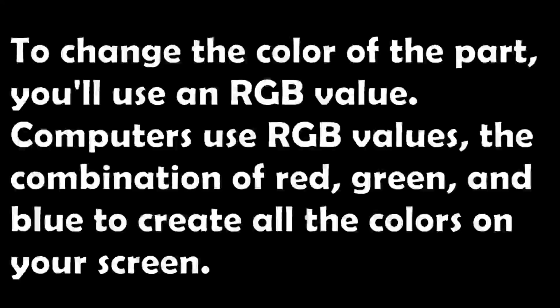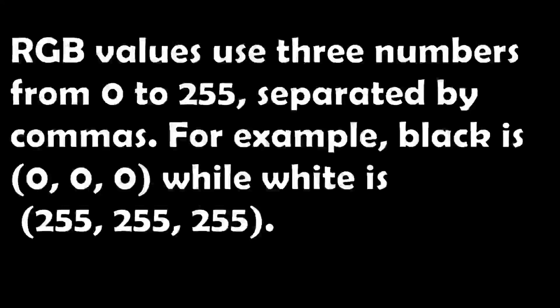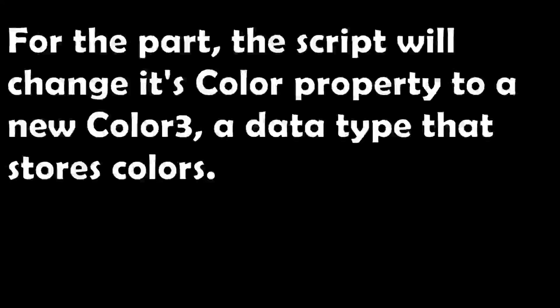To change the color of the part, you'll use an RGB value. Computers use RGB values, the combination of red, green, and blue, to create all the colors on your screen. RGB values use three numbers from 0 to 255, separated by commas. For example, black is 0, 0, 0, while white is 255, 255, 255. For the part, the script will change its color property to a new Color3, a data type that stores colors.